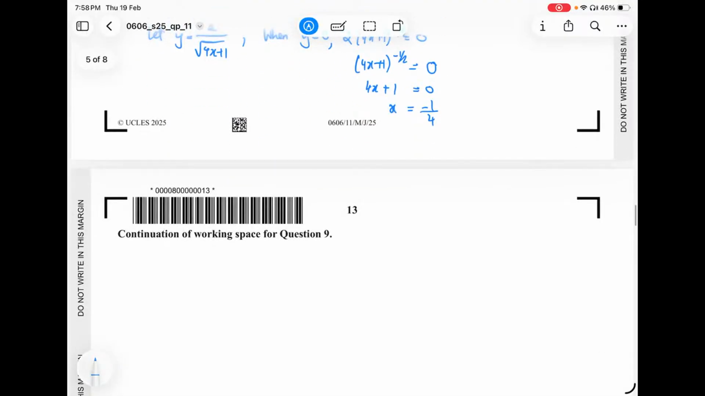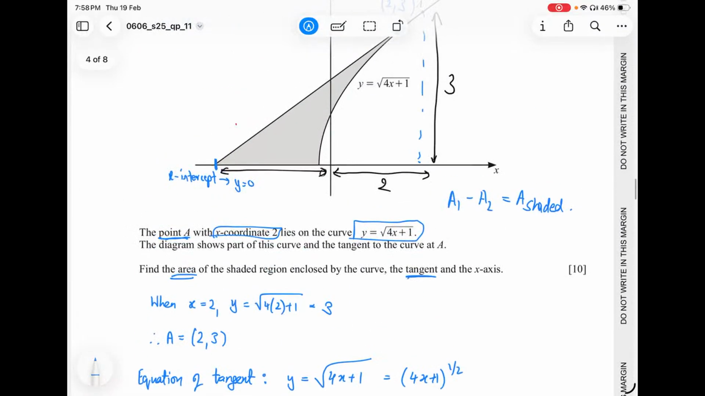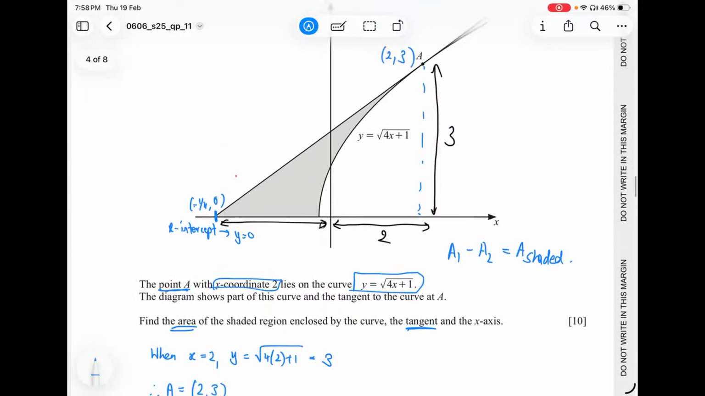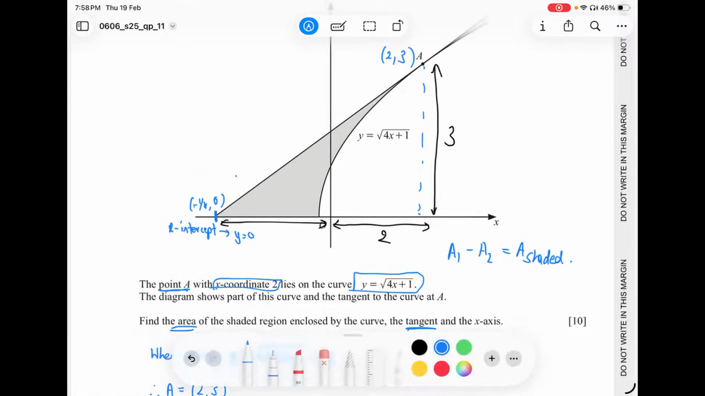So you know that the x-intercept of the tangent is going to be (negative 1 over 4, 0). So now you have the information of this part: negative 1 over 4 comma 0. It's good to annotate on the graph so that you can easily understand. So now the distance over here will be negative 1 over 4.